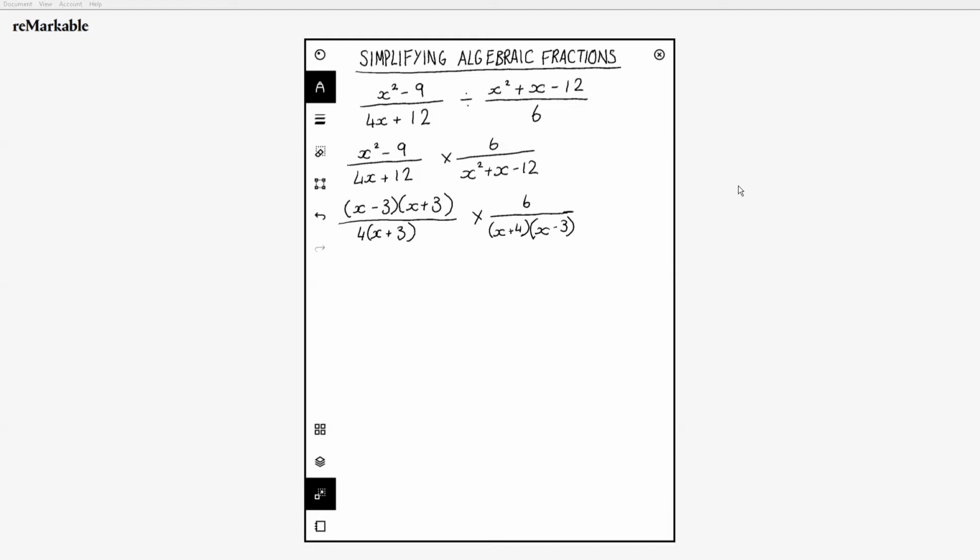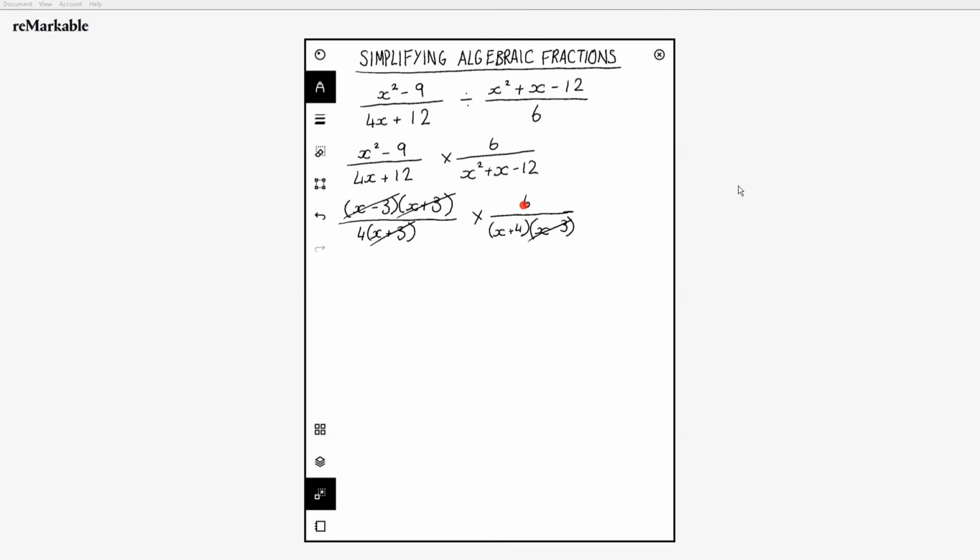We factorized everything. Step two is cancel. So we go, okay, is there anything on the top of either of these fractions that will cancel with the bottom of either of these fractions? As long as it's on the top and the bottom of either fraction, you can cancel it. So it can be on the same fraction or it can be on different fractions as long as it's top and bottom. So we've got an x minus 3 here and we've got an x minus 3 here. So we can cancel those. We've got an x plus 3 here and an x plus 3 here. We can cancel those. There's no x plus 4 on the top, so we leave that there.